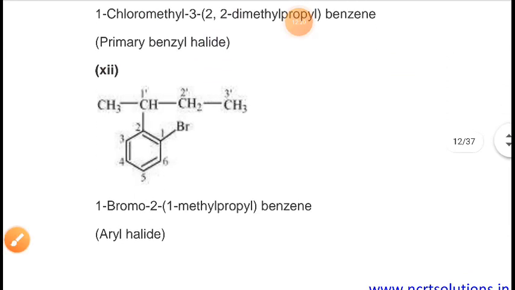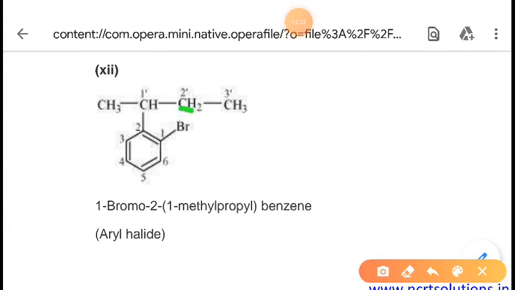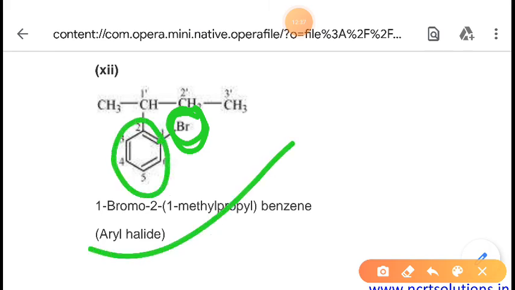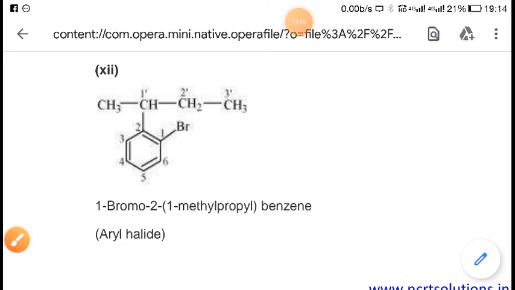After that, again, this is aryl halide, same condition. The carbon to which the halogen is attached should be sp2 and aromatic. You can see there, the halogen is connected to this carbon, and this carbon is already in the aromatic ring, so it is an aryl halide. This is very simple, you can easily identify.